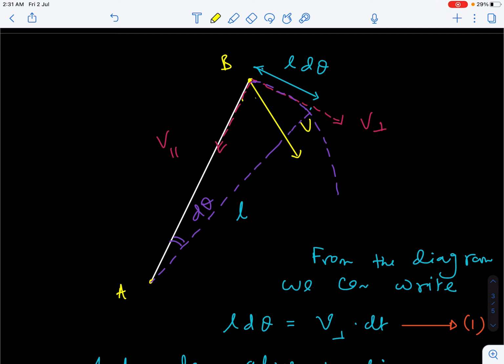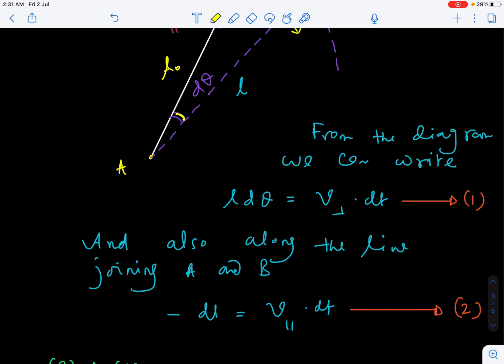So I've taken a small elemental portion. This was the initial separation L0. After some time it has come here, and this angle is d theta and this length is L. So this is almost linear. I am taking it to be L d theta, and the decrease in separation, if I drop a perpendicular, is minus dl, let us say, right? Correct.